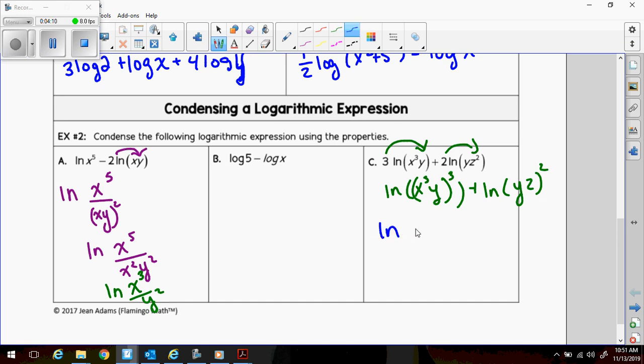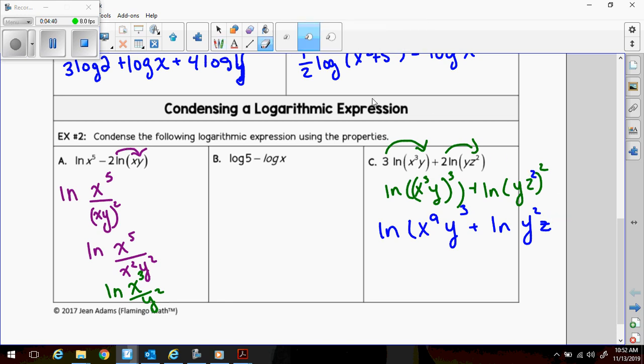So this is natural log of x to the, when we have an exponent to another exponent, we're actually multiplying them. So this is to the 9th power, and this is y to the 3rd power, plus natural log of y squared, and then z squared, alrighty, oh, this is already squared, so this is going to be z to the 4th, squared to the 2nd power is to the 4th power.